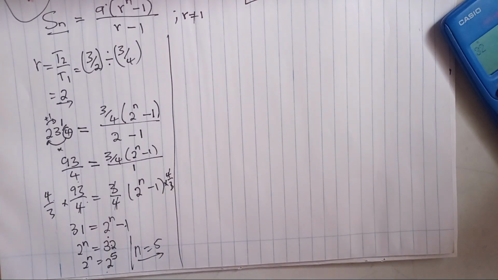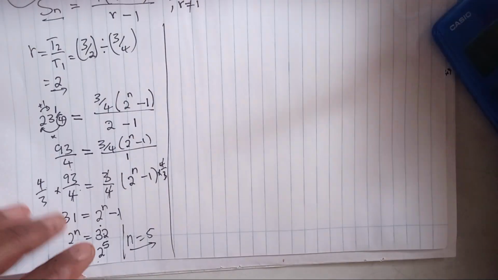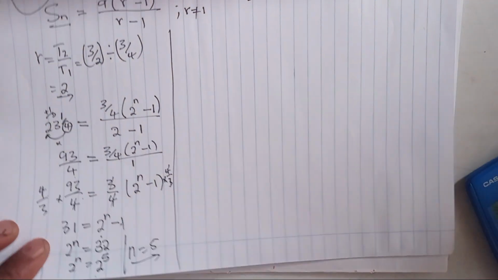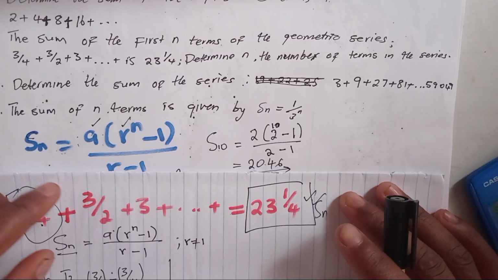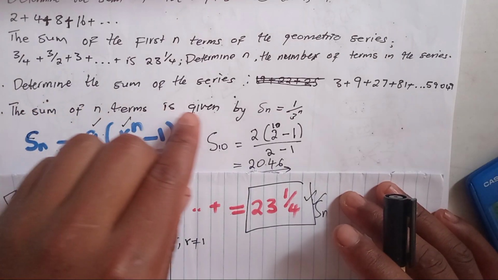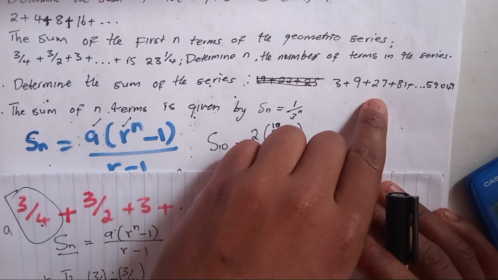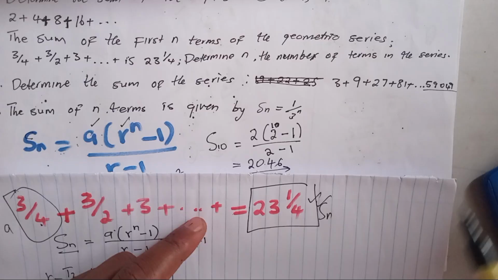So now, let's try to move on to the next question. The next question says, determine the sum of the series. We are given this series. The last term of the series is this one.